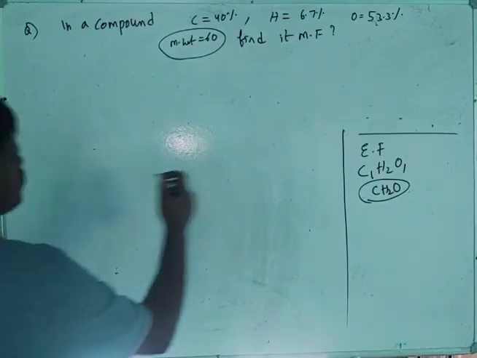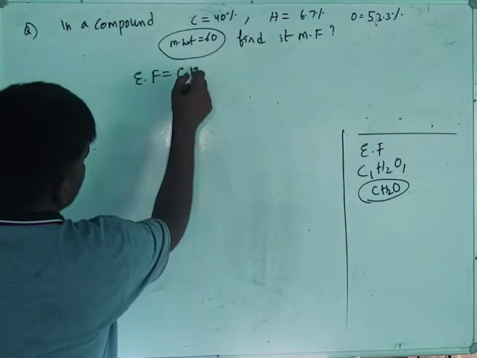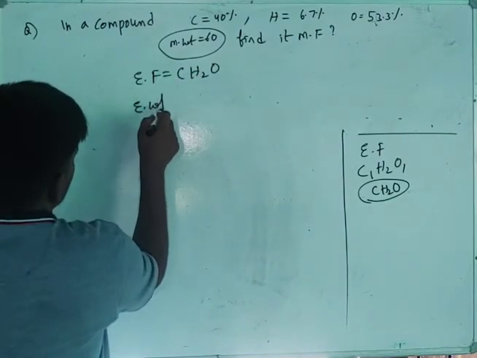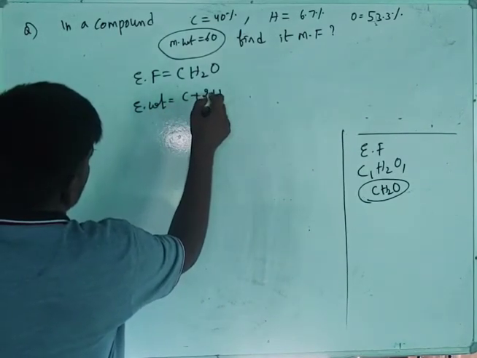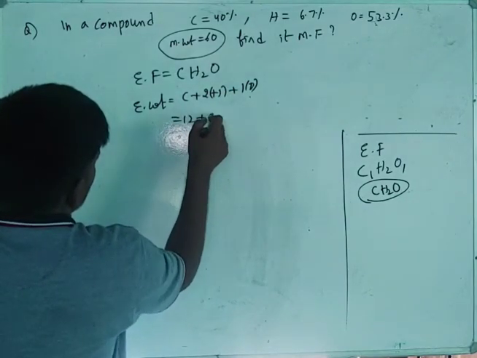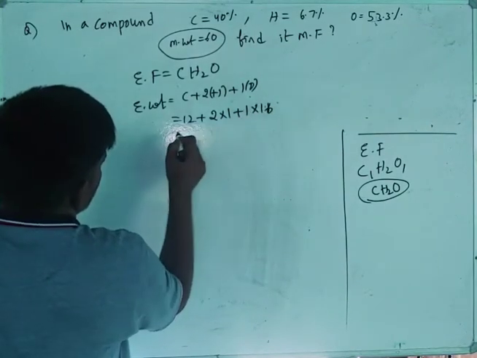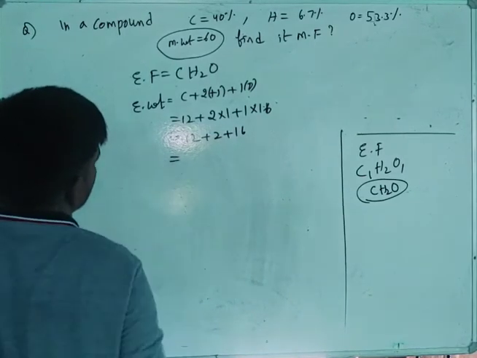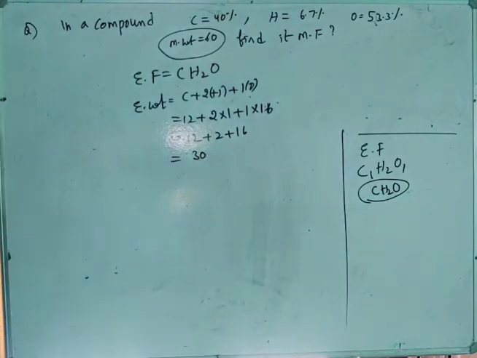Okay. So now what is the empirical formula? The empirical formula is CH2O. Now what about the empirical weight? The empirical weight is equal to, how many carbons? 1 carbon, 2 hydrogens and 1 oxygen are present. Carbon weight is 12, plus 2 into 1, plus 1 into 16, so 12 plus 2 plus 16, which is equal to 30. 30 is the empirical weight.